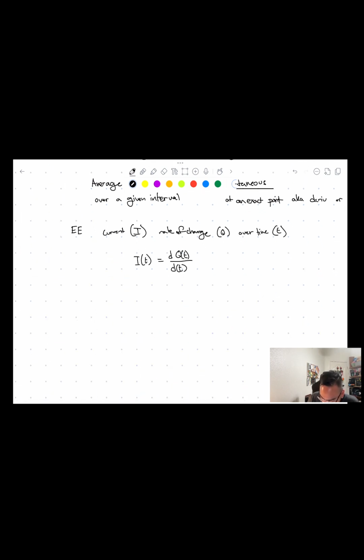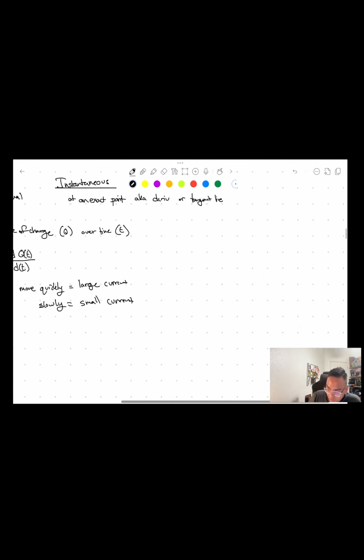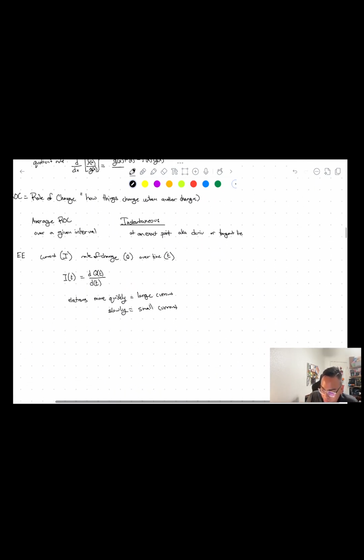So this formula basically just shows you how electrons can move quickly and they equal a large current. Or electrons can move slowly for a small current. That's how it ties into my major.